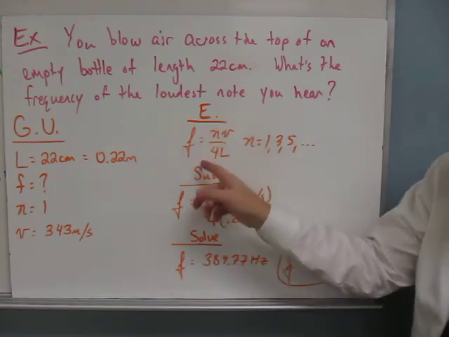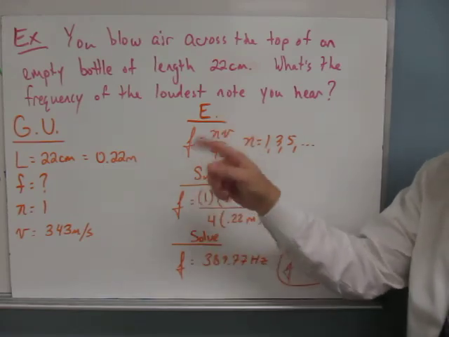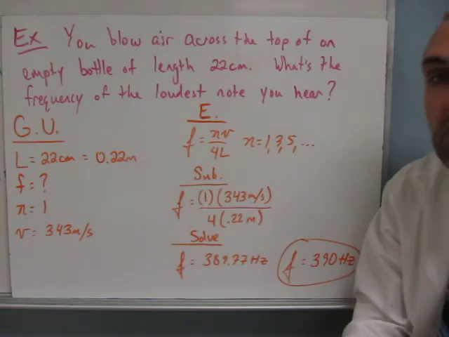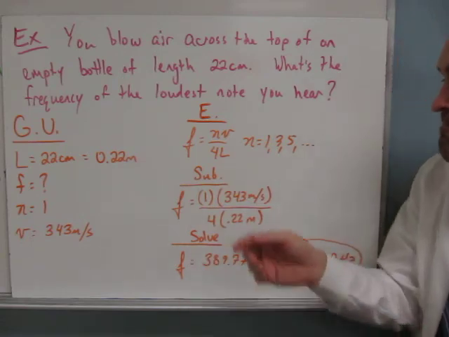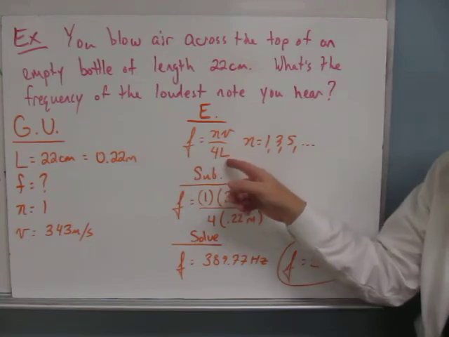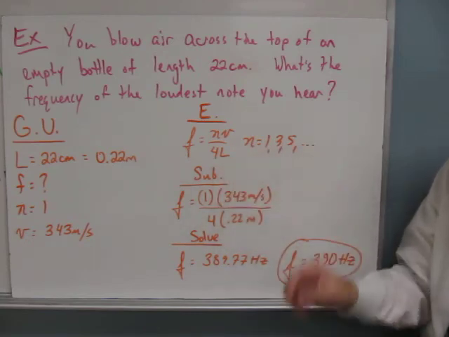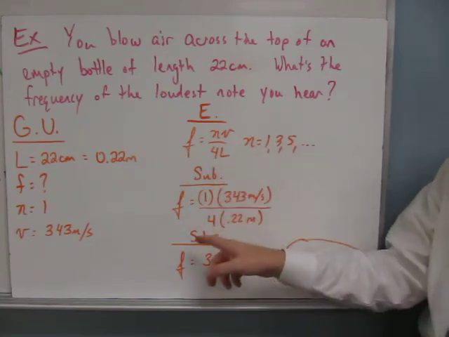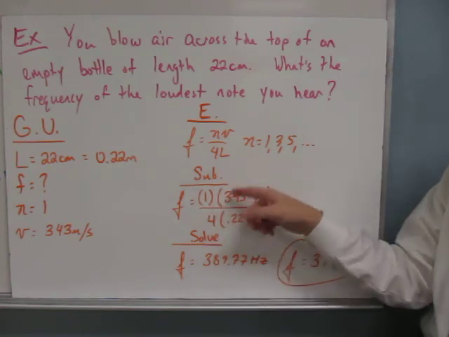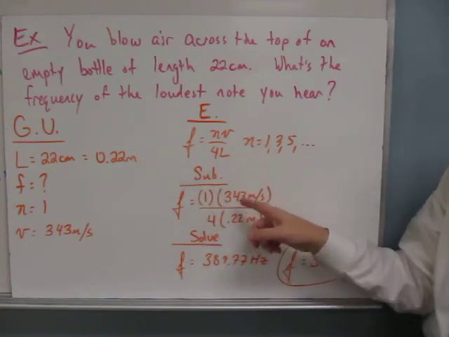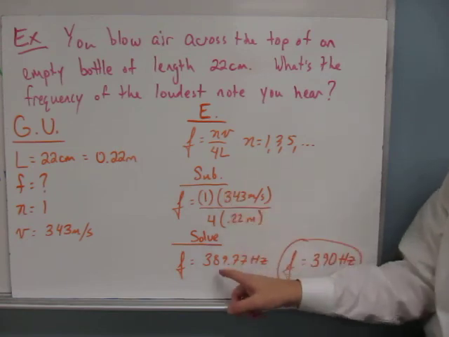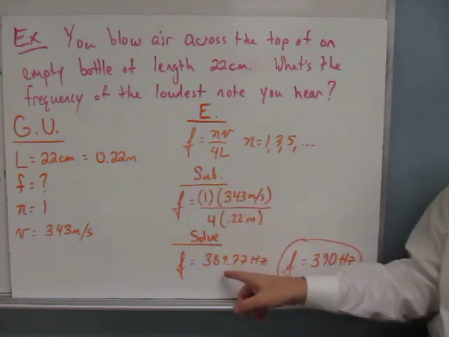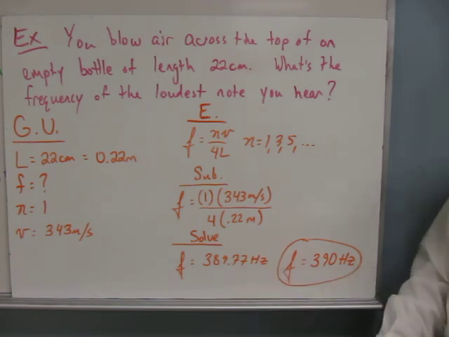So the equation is what we want from the previous slide. I want to use the one for a closed pipe. It's closed on one end because the bottle is closed on one end. And so that's nv over 4L, where n is an odd positive integer. And then I'll substitute my values in. So n is 1, v is 343, and L is 0.22. Math, solve. I got 389.77 hertz, and so that rounds maybe to 390 hertz at the bottom.